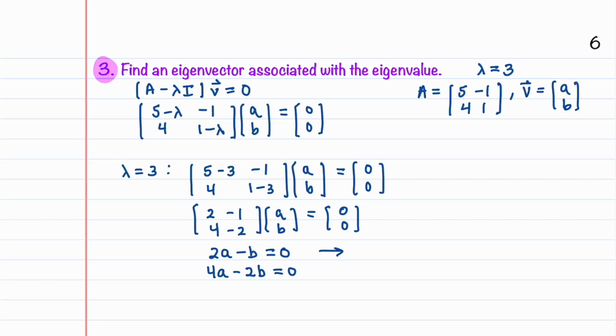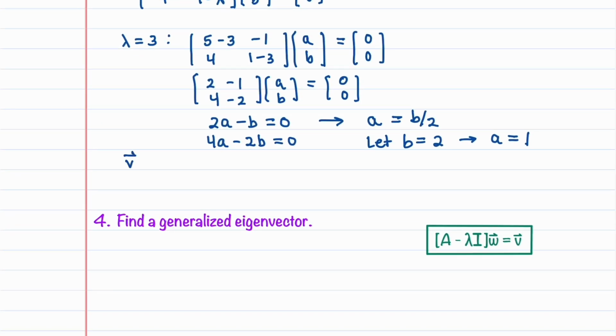I'm going to solve this for a because I think that's going to be easier. a is going to be equal to b over 2. Now we get to choose a value for b. So I am going to let b be equal to 2, and the reason I'm doing that is that makes a equal to 1, which is really nice. Our solution then, our eigenvector v, is equal to a, b, and now we can plug in that this is equal to 1, 2. We're going to need that in a minute, so let's go ahead and highlight that.